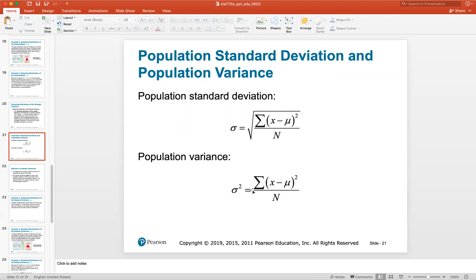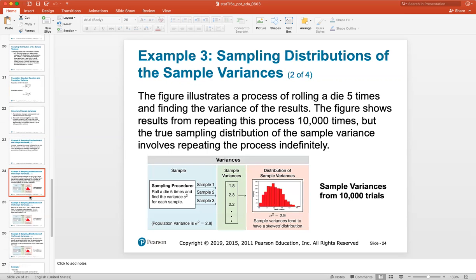But keep in mind, the formula of population variance is not the same as the formula for finding sample variance. Sample variance, s squared, is equal to the sum of x minus x bar squared divided by n minus 1, sample size minus 1. Keep in mind this. So now using that formula, we can figure out sample variances.